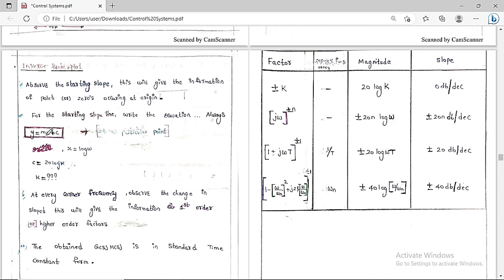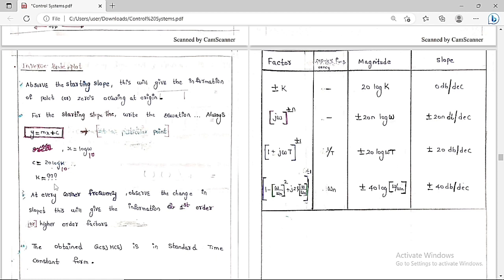For the initial line, we take the slope as m, and y at a particular point we get from the diagram. From this we try to get the value of k. So y = mx + c, where m is the slope of the first line, x = log omega and c = 20 log k with base 10. The base is always 10 for everything here. Therefore, you get the value of k this way.